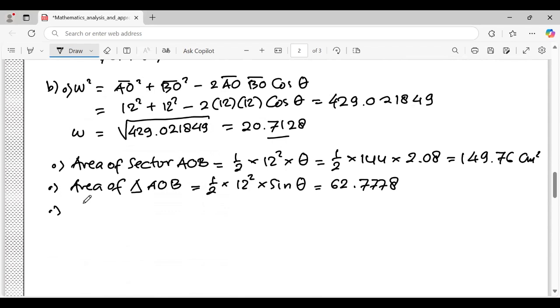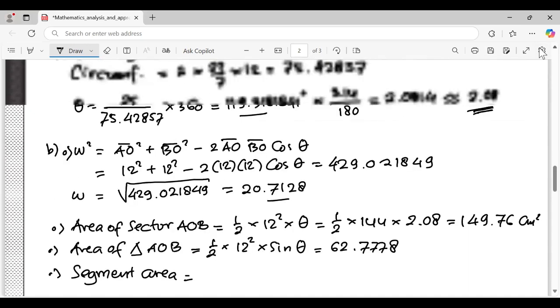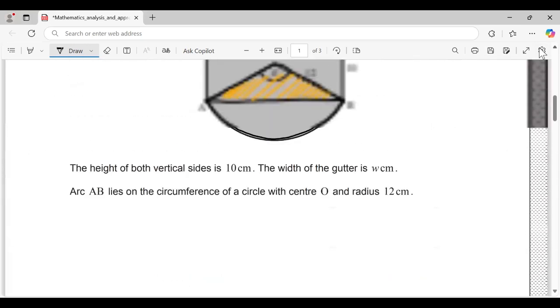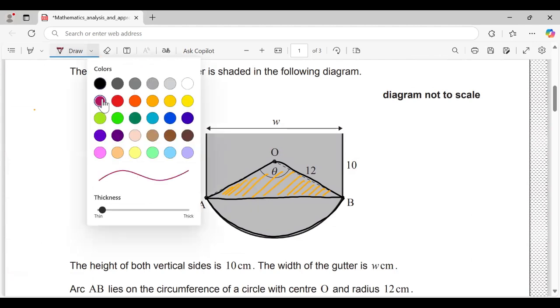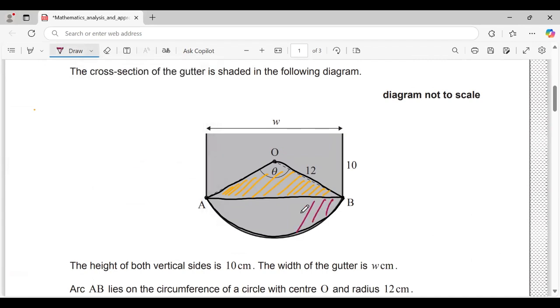And the next step, the segment area. Going to find this area. This one. Okay, this area.